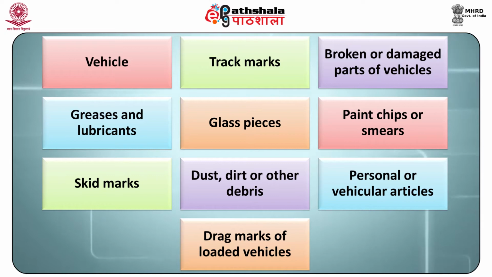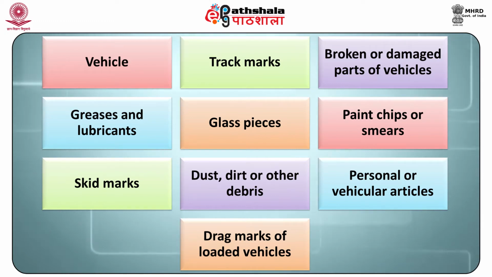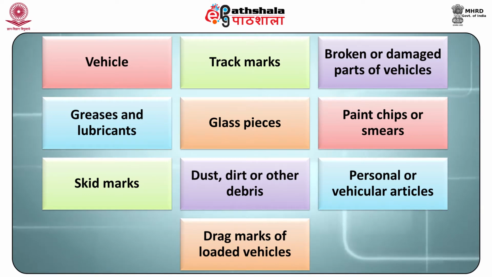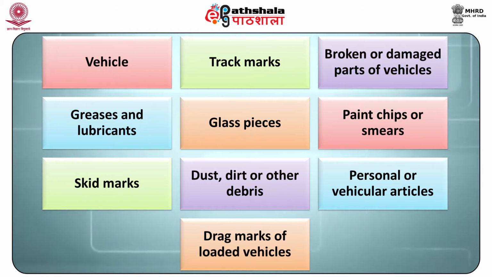Next point is the glass pieces of various shapes and sizes. Next is the paint chips or smears. Next is the skid marks. Next, dust, dirt or other debris caked or otherwise fallen from the suspect vehicle at the time of impact. Next point is personal or vehicular articles left at the scene. Next point is the drag marks of the loaded materials, for example logs of wood or any other item.